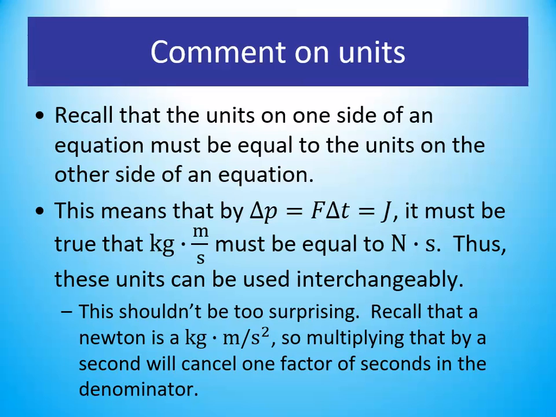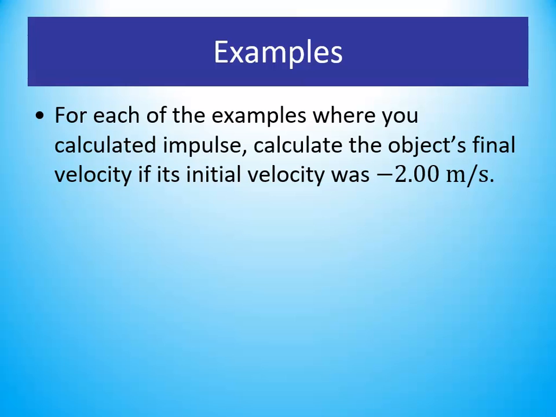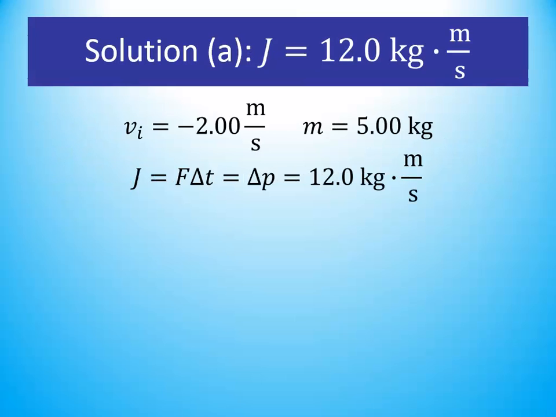So again, those units of impulse are Newton seconds, but also kilogram meters per second. Use whichever is most convenient for the given problem. Let's take a look at some examples. First off, in the previous examples where we calculated the object's impulse, let's calculate the object's final velocity if the initial velocity was negative 2 meters per second. Remember, this was a 5 kilogram object. Notice the mass did not go into the calculations before, but we might need it now.